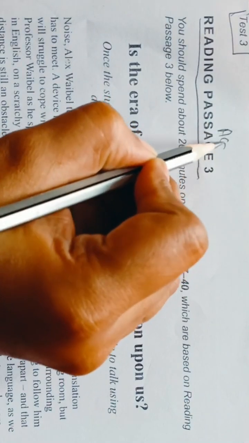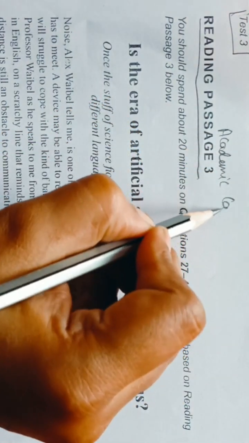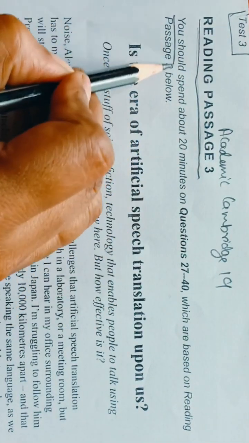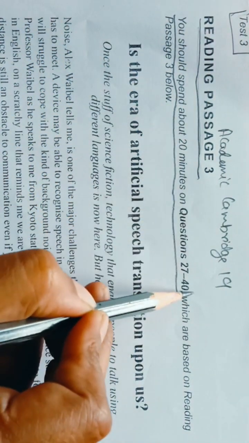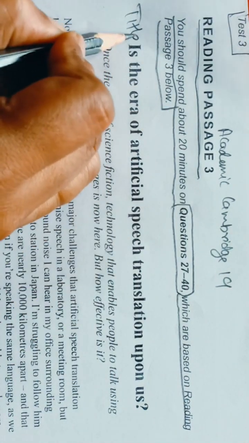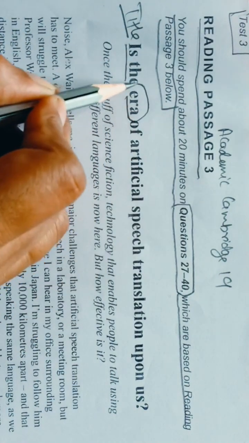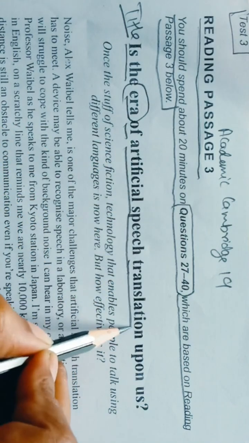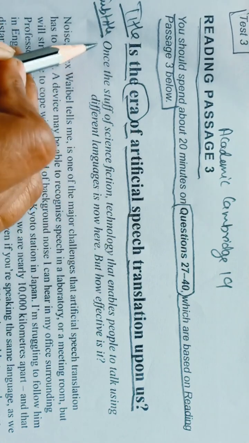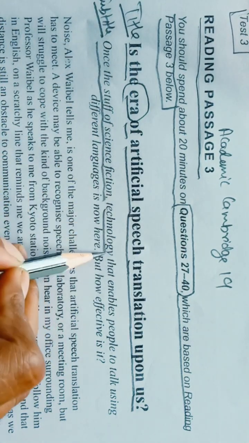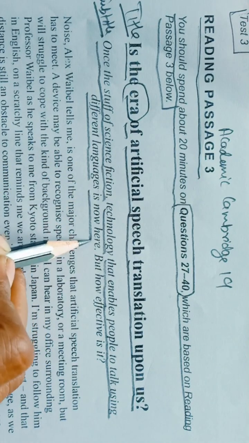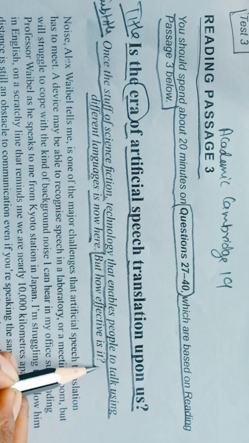So this is the academic Cambridge 19 reading passage 3. You should spend about 20 minutes on questions 27 to 40, which are based on reading passage 3 below. This is the title of the passage: Is the era of artificial speech translation upon us? This is the subtitle: Once the stuff of science fiction, technology that enables people to talk using different languages is now here. But how effective is it?